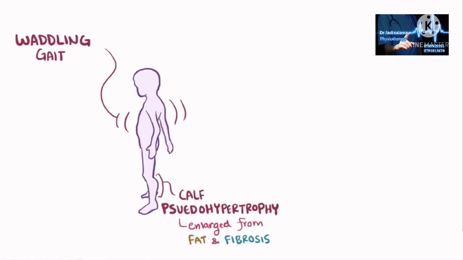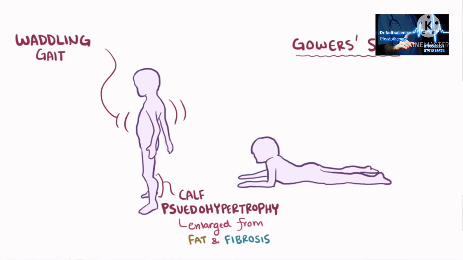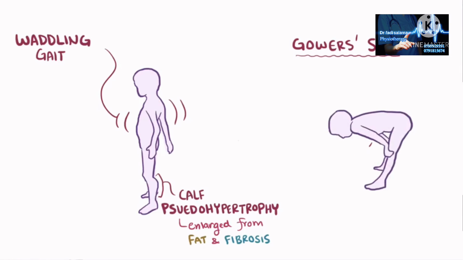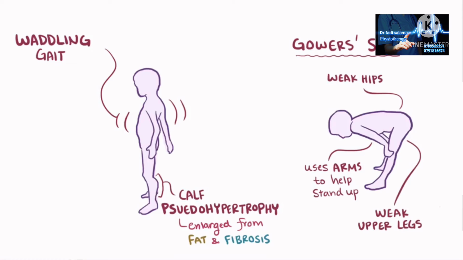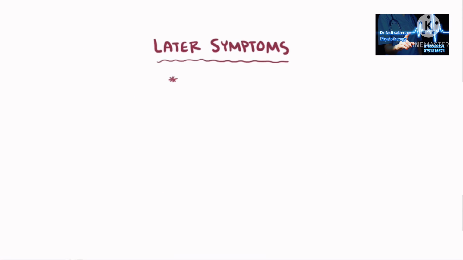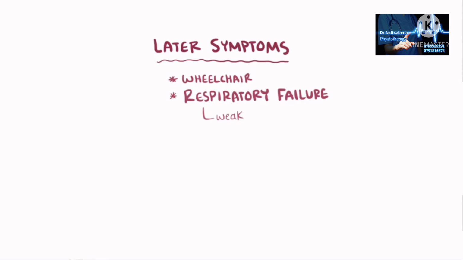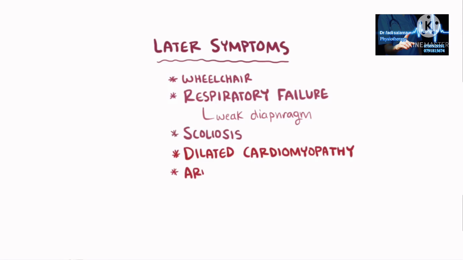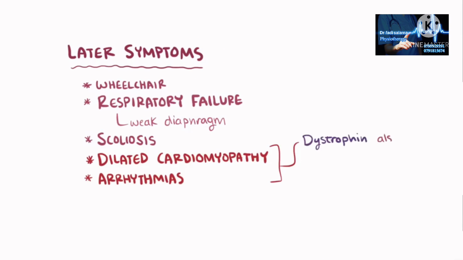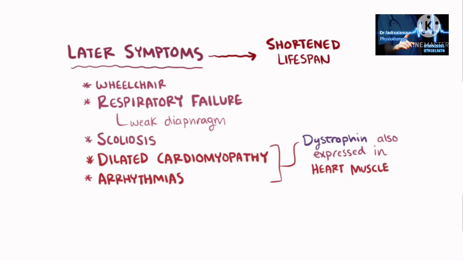Another classic sign of Duchenne muscular dystrophy is Gowers' sign, where if a child's lying down flat on their stomach, they'll try to slowly stand up with the help of their arms, because of weak muscles around the hips and the upper legs. Later symptoms include needing a wheelchair because of severe weakness, developing respiratory failure because of a weak diaphragm, scoliosis, and developing dilated cardiomyopathy and arrhythmias, since the dystrophin protein is also expressed in heart muscle. Unfortunately, these complications often lead to a shortened lifespan.